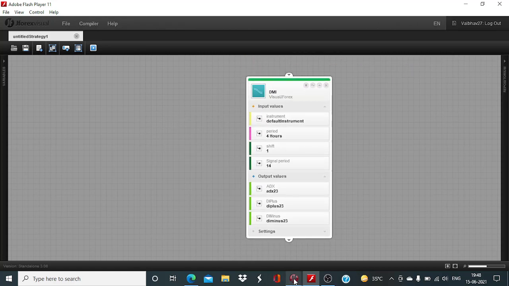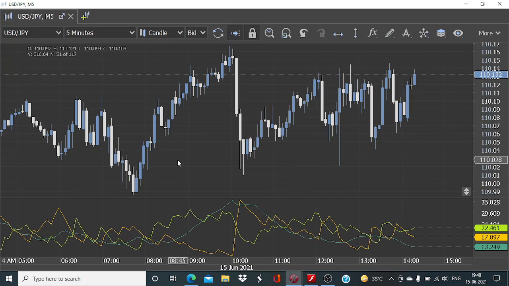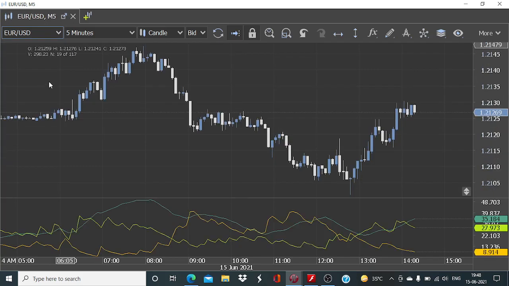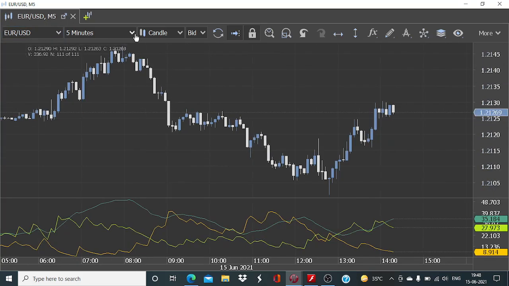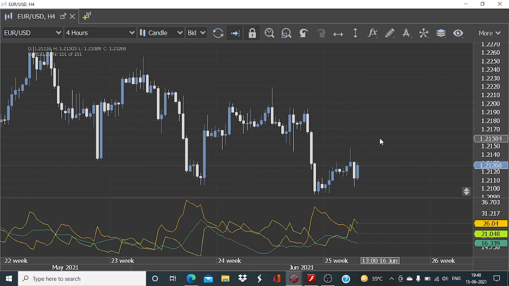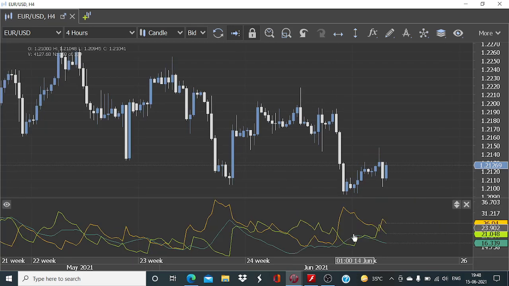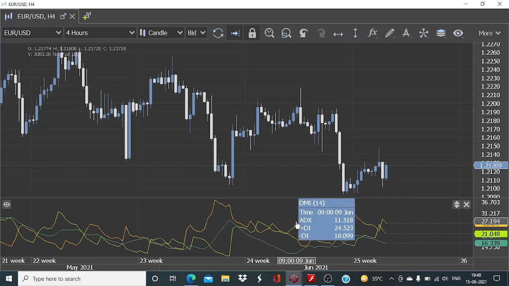Now I will give you the idea of the algorithm. I will change this to the Euro USD. We will be considering the larger time frame data, the 4 hourly candle period, and on this, for the buy trades to be executed, we will need the DI plus to be greater than the DI minus.